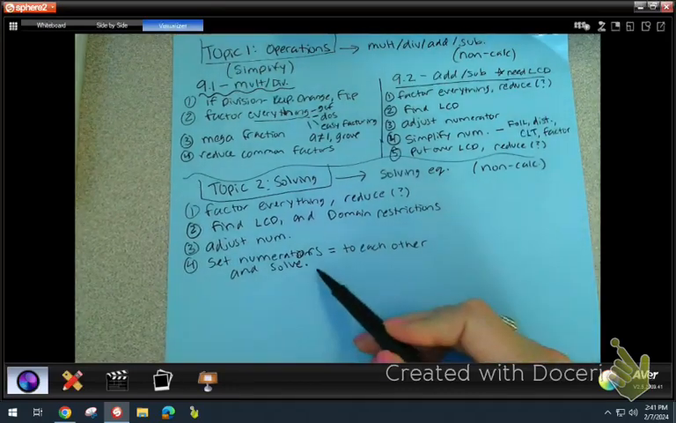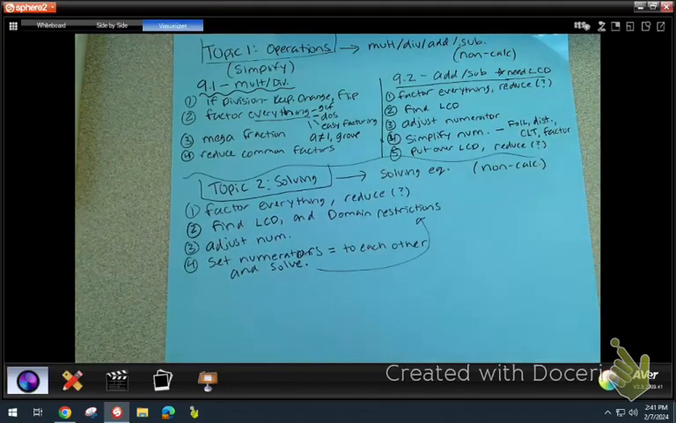And then don't forget to go back and compare your solutions to your domain restrictions. If you keep a solution that is a domain restriction, you're going to miss 5 points. Okay? With solving, again, you could be foiling, you could be combining like terms, you could be setting equal to 0 and factoring. You may not. It may be linear and you're just solving for x, but you need to know how to do that. Okay, so there's a couple questions there.